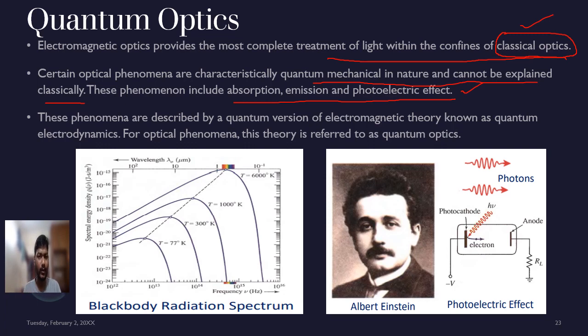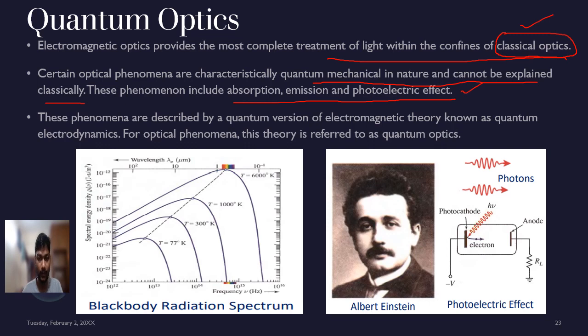Now we see some explanations which could not be quantified under classical observations. So that's why we have to move to quantum mechanics. These phenomena are described by the quantum version of electromagnetic theory, known as quantum electrodynamics, and for optical phenomena, this theory is referred to as quantum optics.